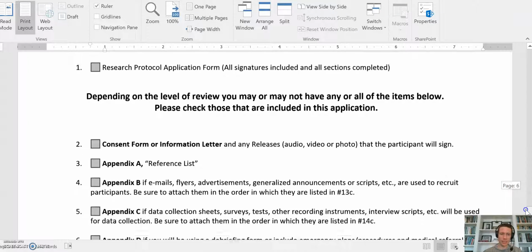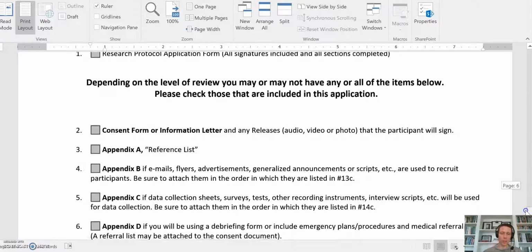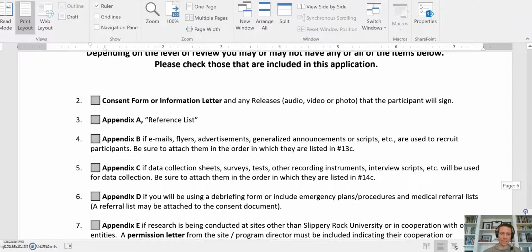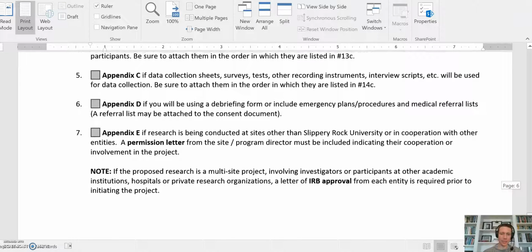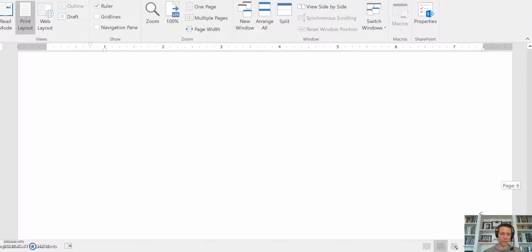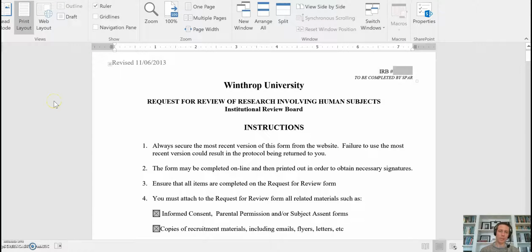And here is a checklist of all of the things that you would potentially need to include in that IRB application. And I'll show you an example of those. All right, now what I'm going to show you here is an entire IRB application across several different documents. Typically then you hard copy, sign it, and then scan it all into one PDF file.